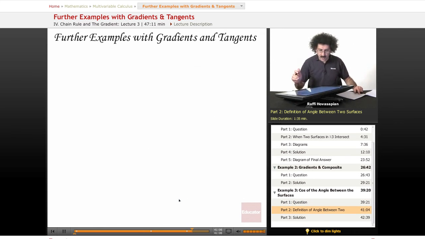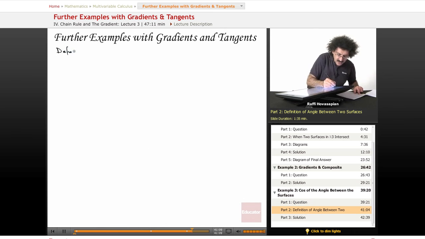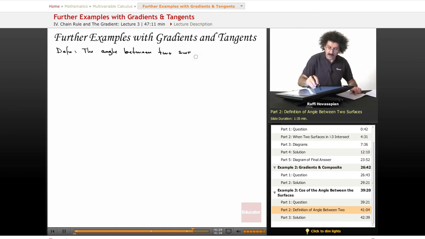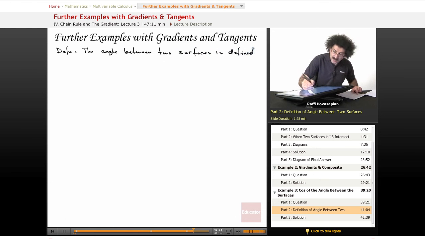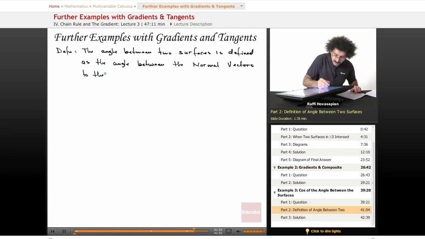Okay, so this is a good time to give a quick definition of what we mean by the angle between two surfaces. The angle between two surfaces is defined as the angle between the normal vectors to the surfaces at that point.